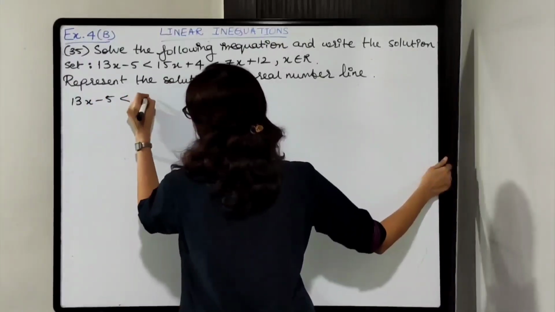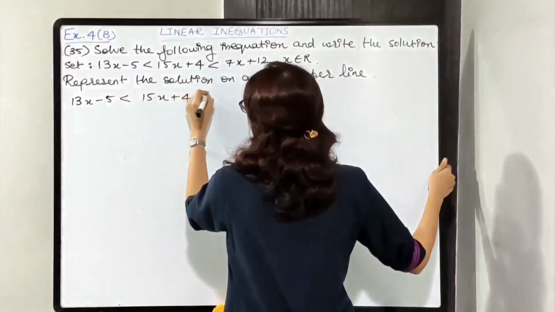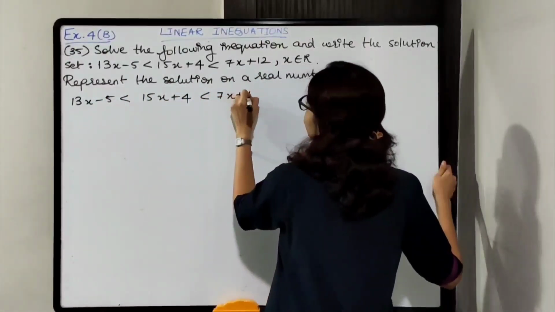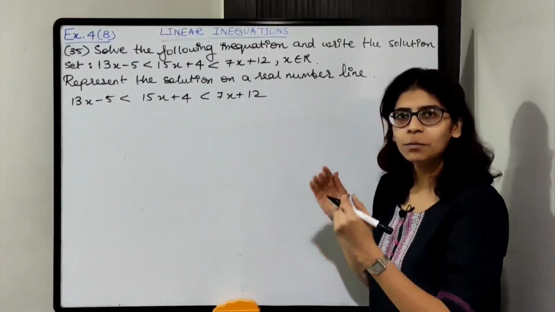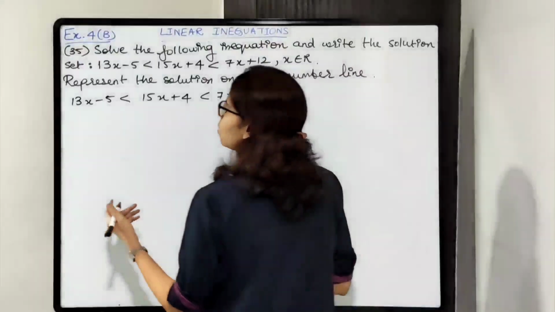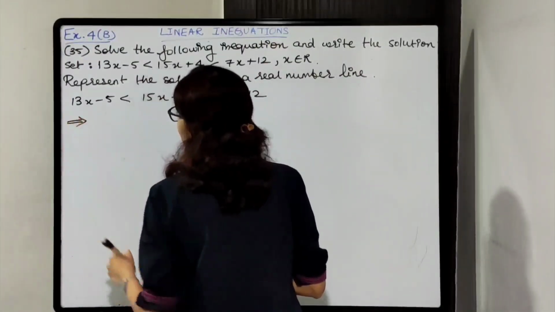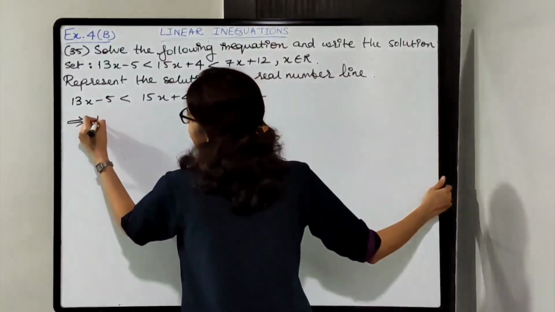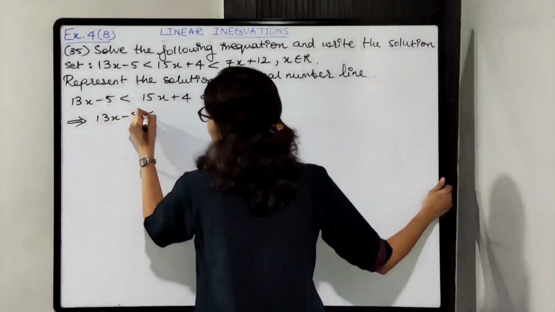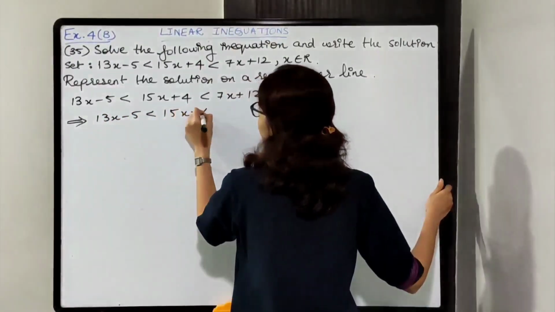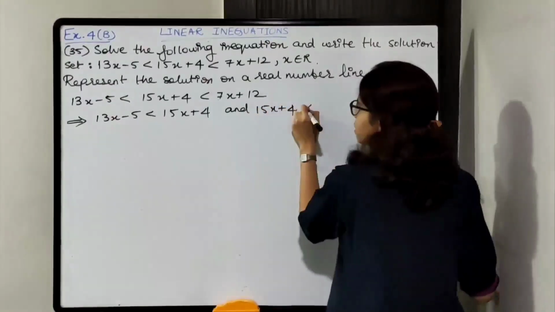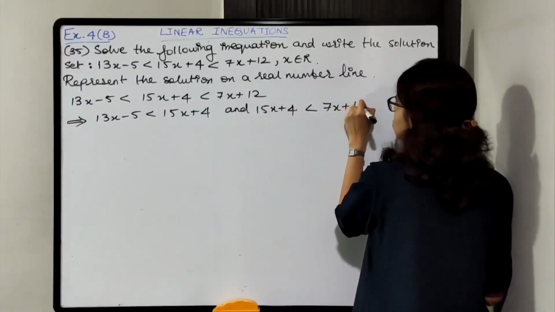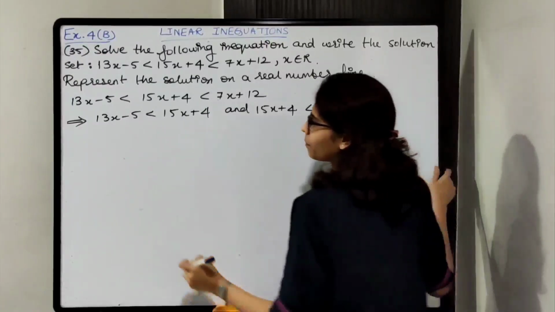Let's solve. There are two inequality signs, so what are we going to do? Split it into two parts. Okay, and then again combine the solutions. Let's see what will be the range of x. So 13x minus 5 is less than 15x plus 4, and 15x plus 4 is less than 7x plus 12. Okay.